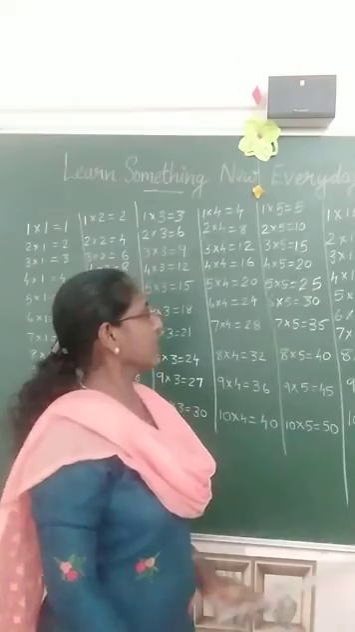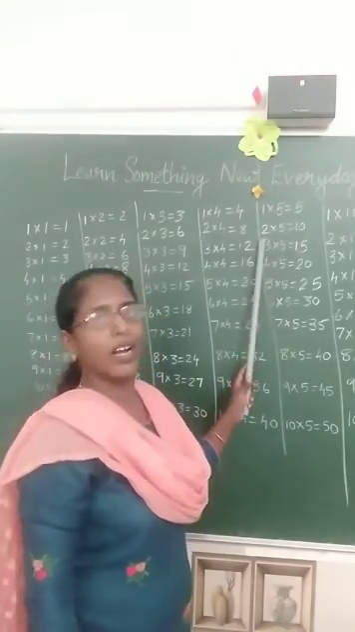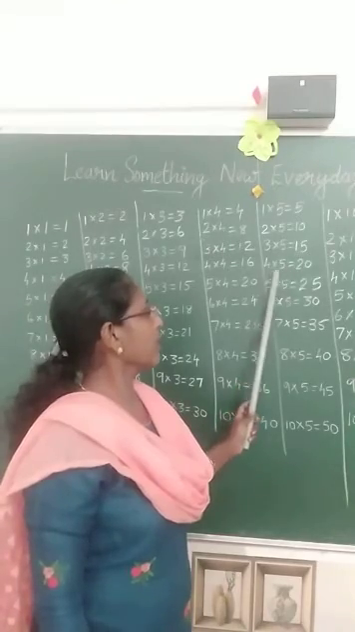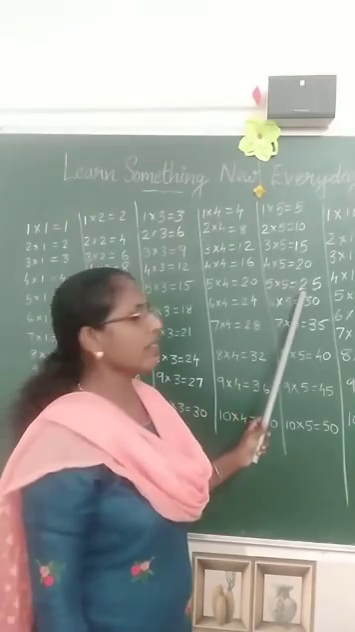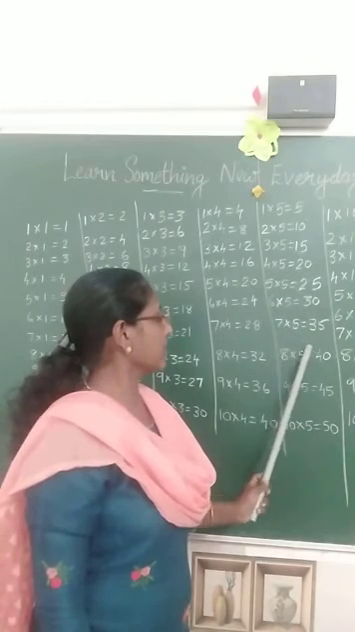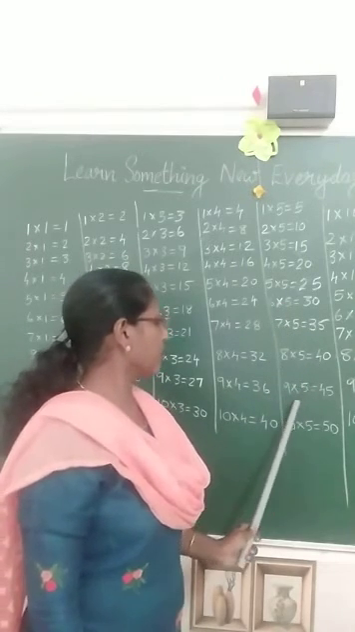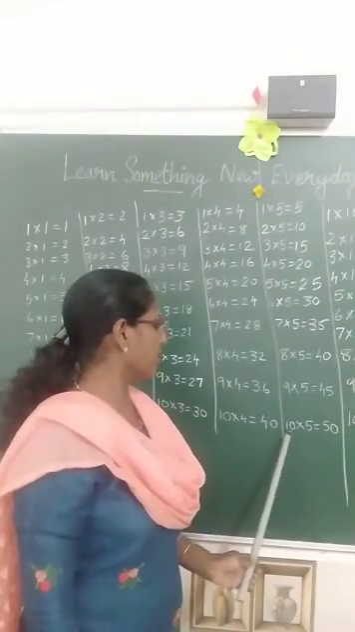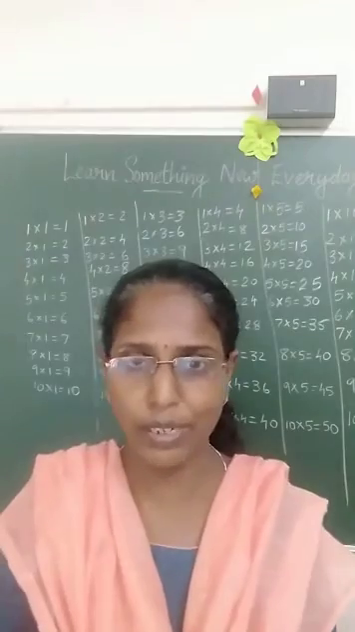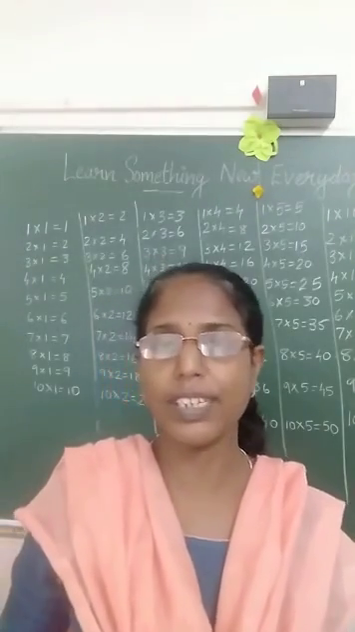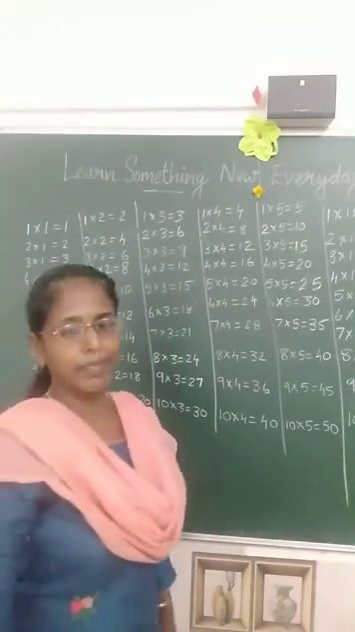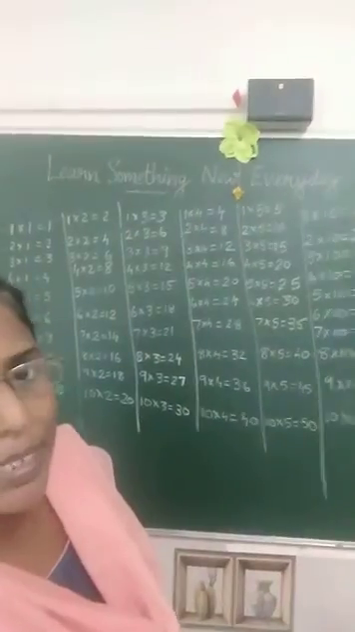So you just listen. 1 5 is 5, 2 5s are 10, 3 5s are 15, 4 5s are 20, 5 5s are 25, 6 5s are 30, 7 5s are 35, 8 5s are 40, 9 5s are 45, 10 5s are 50. Very easy to learn. Tens table is also very easy. And next let us learn tens table. Okay. Let us learn tens table.